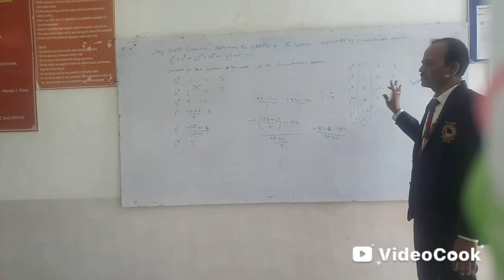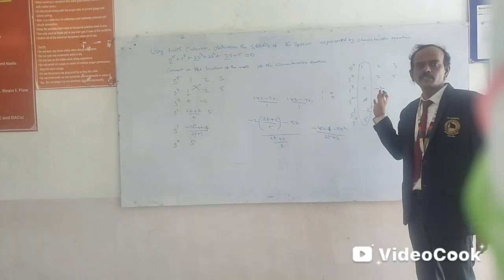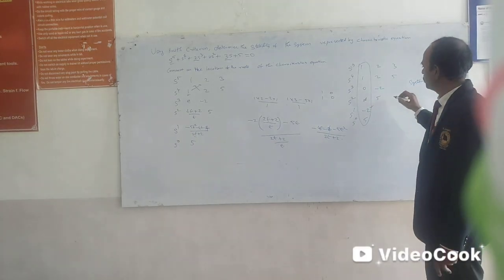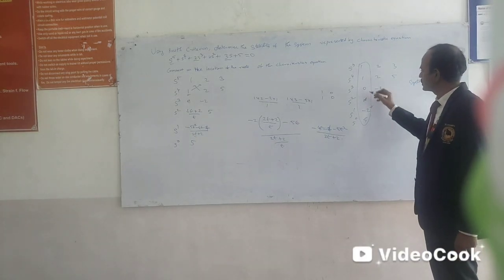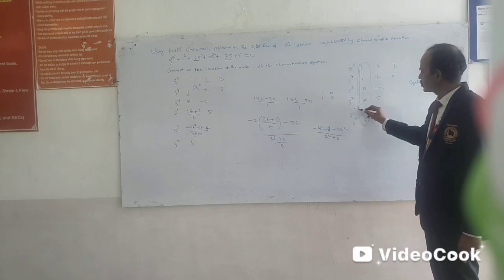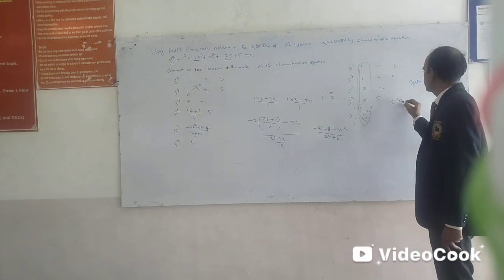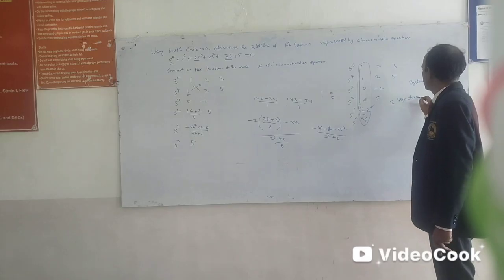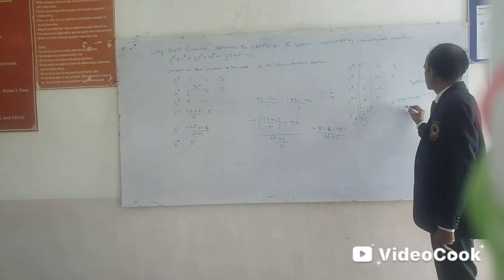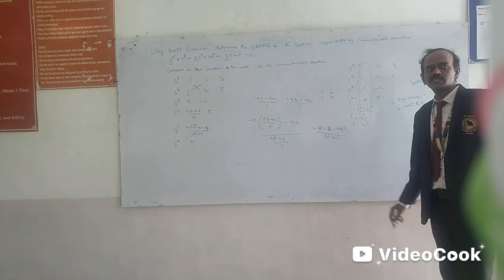So it indicates the system is unstable. How many roots lie on the right half of the s-plane? That you have to check. So how many sign changes are present in the first column? You can see here, these are all positive. Here, changing from plus to minus, one sign change. Again, from minus to positive, second sign change. There are two sign changes. Therefore, two roots lie on the right half of the s-plane.